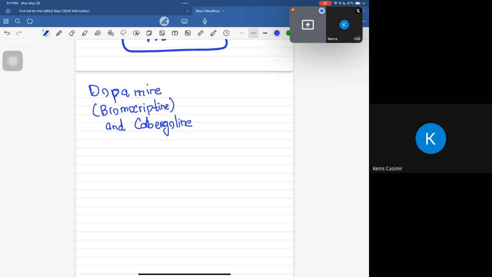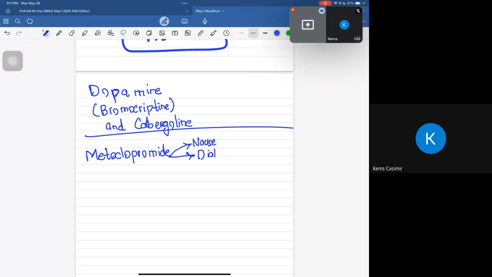And at the same time, there is another drug which is known as metoclopramide, right? So metoclopramide is used for two things. It's used for nausea. So if a patient is having nausea or vomiting, we use metoclopramide. And if the patient is having diabetic gastroparesis, then we use metoclopramide as well, right? And again, this is an anti-dopaminergic.